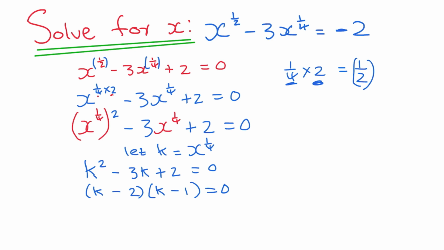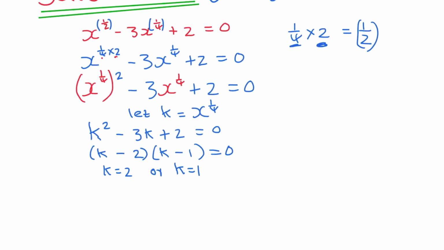Then I'm going to go straight to the next step, which is what? K is equal to 2 or K is equal to 1. Remember, we are not solving for K, we are solving for X. Come on, by now you know, right? So I'll just say, to create more space, I will substitute back my K with x to the exponent 1 over 4. So I'll say x to the exponent 1 over 4 is equal to 2, or x to the exponent 1 over 4 is equal to 1.